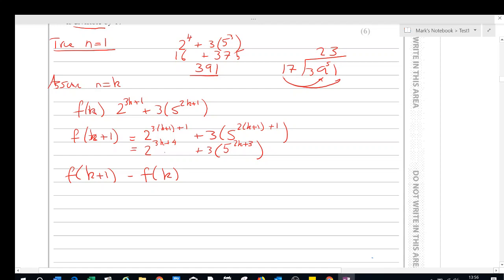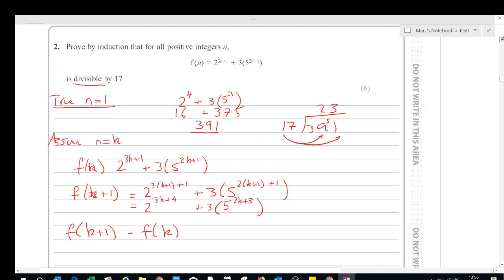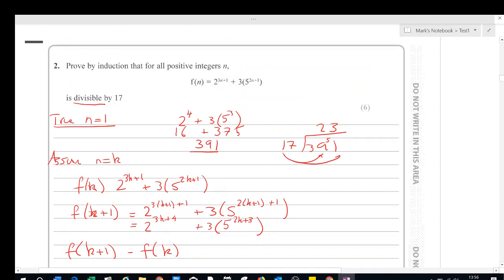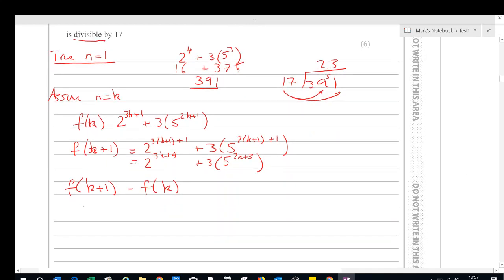Now you'll notice that it's got 3k plus 4 and 2k plus 3, but if we can get it into the form of 3k plus 1 and 2k plus 1, we know that's divisible by 17 because we've assumed it is originally. So I'm going to try and get these powers into the same form as the original. I'm going to rewrite this one as, rather than 3k plus 4, 3k plus 1, because that's what it was originally.